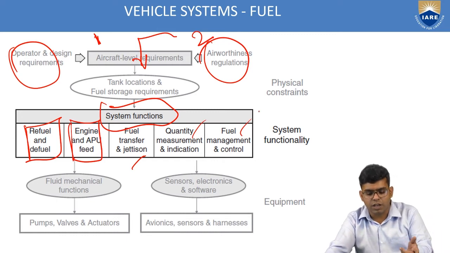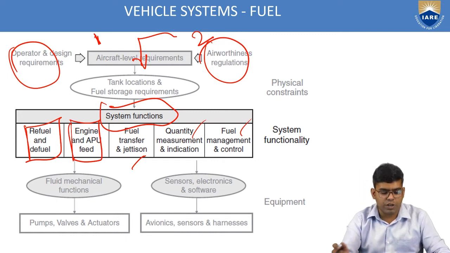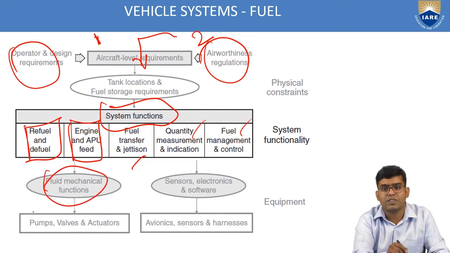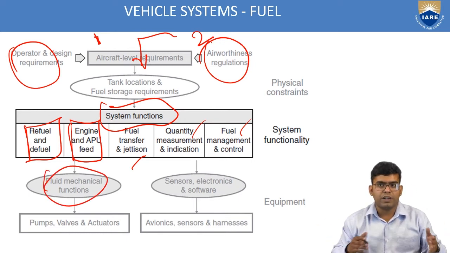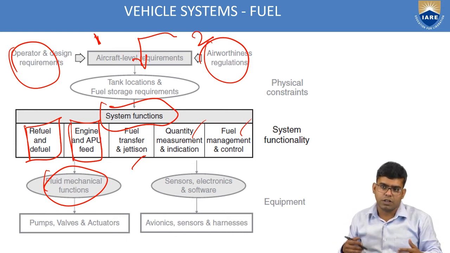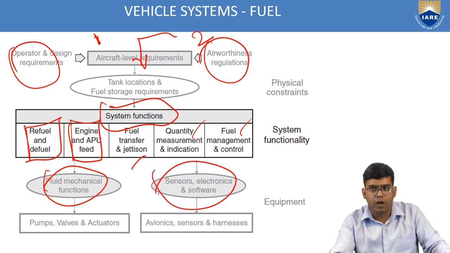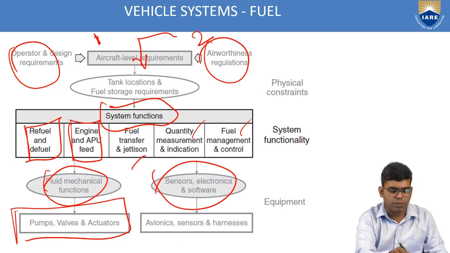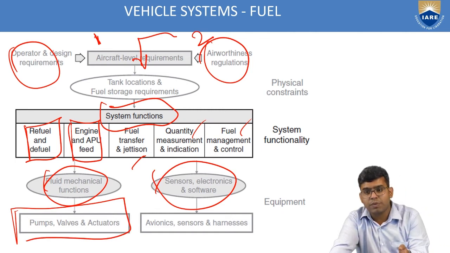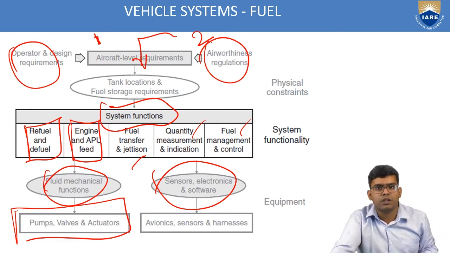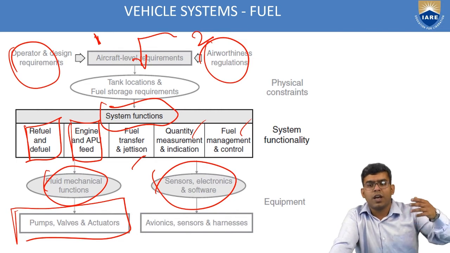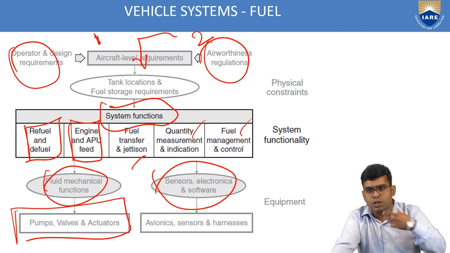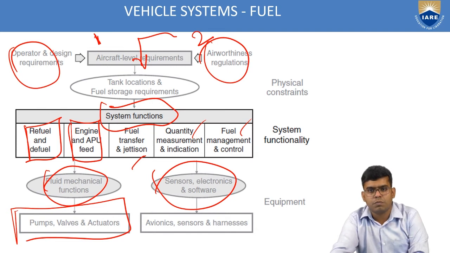So all of these actually require some kind of equipment. Those equipments are fluid mechanical functions such as pumps, valves, and actuators, which enable the fuel to be transferred from one part of the aircraft to the other part of the aircraft. Sensors and electronics are a part of avionics subsystems, and pumps are a part of hydraulic subsystems. The avionic subsystems, like sensors, electronics and software, have to measure what amount of fuel is there and whether it is enough for me to complete my mission and so on.